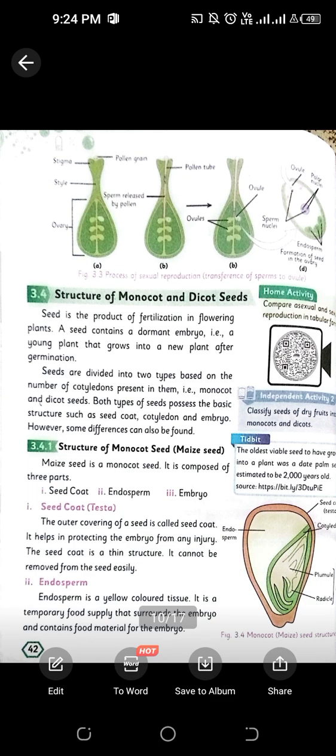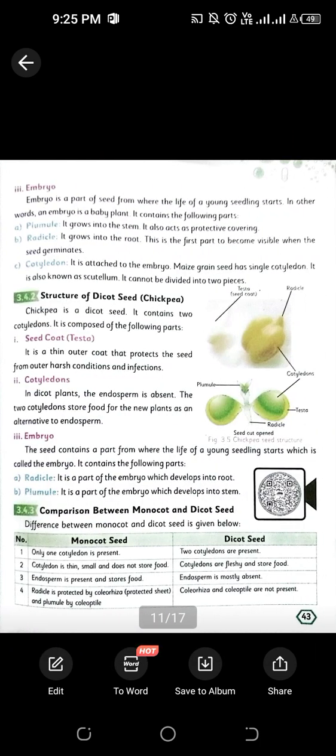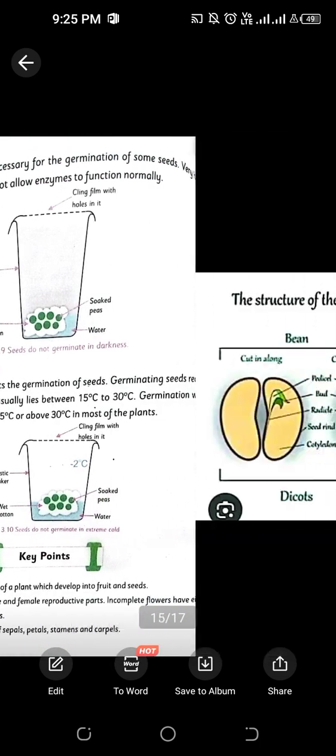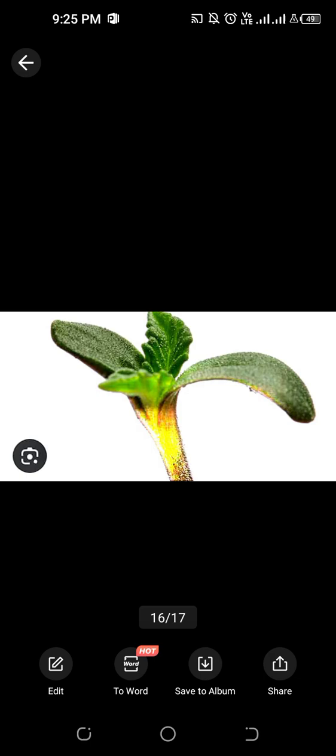First of all, I wanted to make it clear that mono means one and di means two. So the basic difference between monocot and dicot plants is that monocot plants have one cotyledon and dicot plants have two cotyledons. Now you guys will be confused about what cotyledons are. So let me show you a picture of cotyledons. This green leafy structure is known as cotyledons, right?